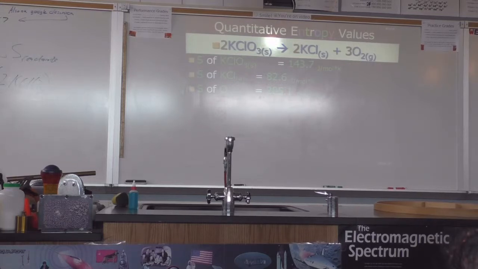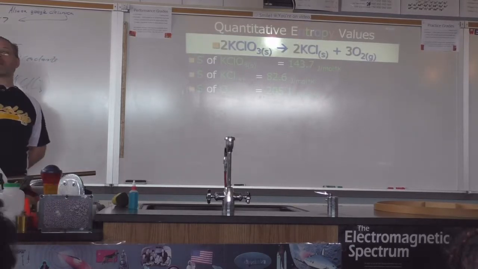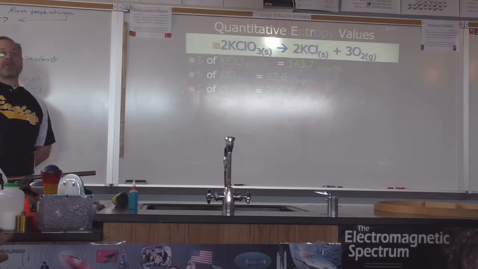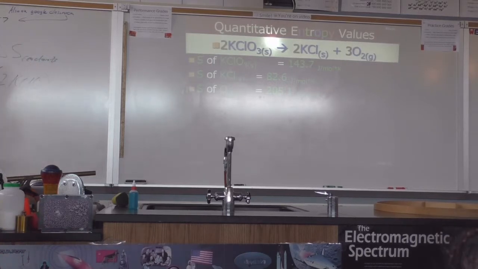Okay, so it sounds like a handful of you are done. If you got a positive number, raise your hand. If you got a positive number that's more than 200, raise your hand. More than 300, raise your hand. More than 400? More than 500? Great, what did you get? 493. I'm going to leave the 0.1 off. And the unit is joules per mole Kelvin.